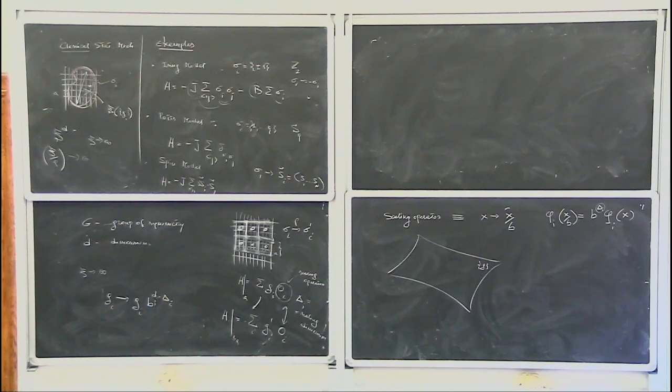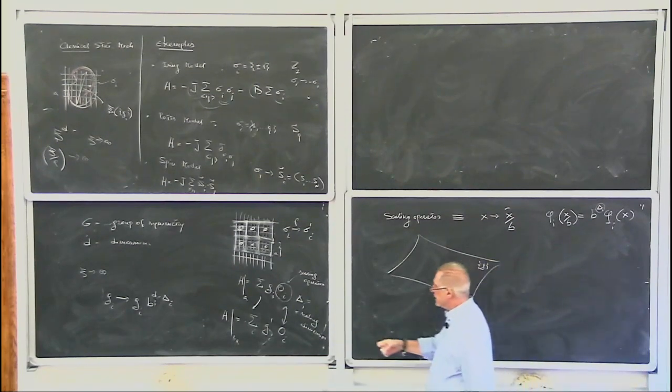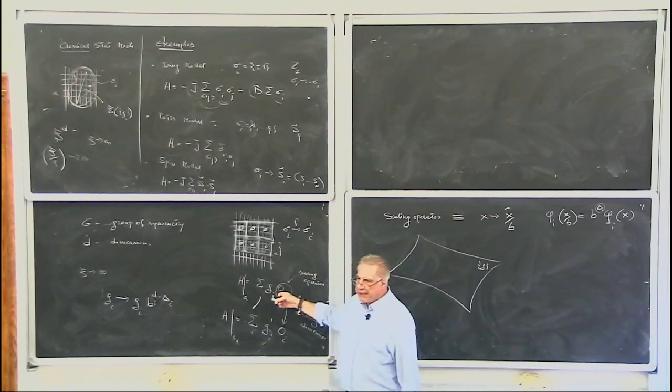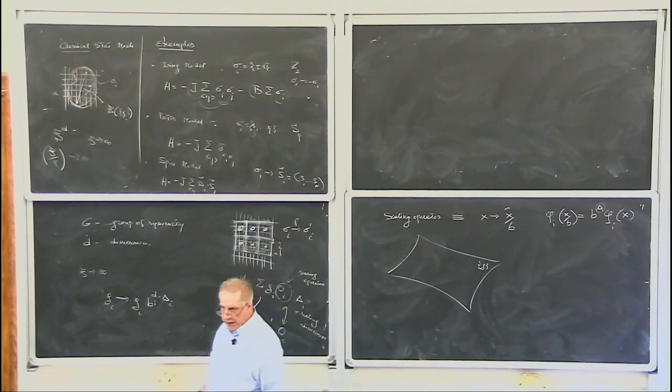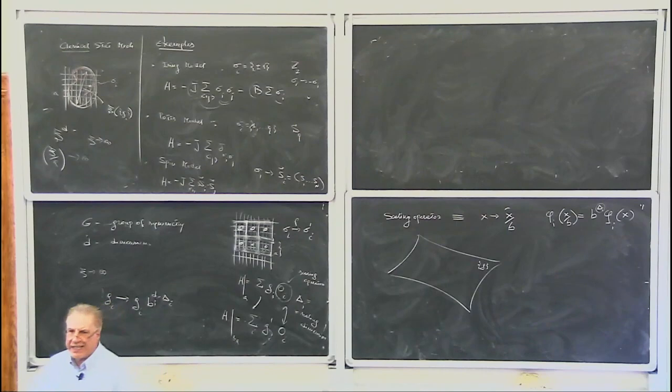So imagine that, given a group of symmetry, you are able to identify all possible operators which have a specific transformation under the group of symmetry, okay? So essentially they are the irreducible representations of the group, technically speaking.